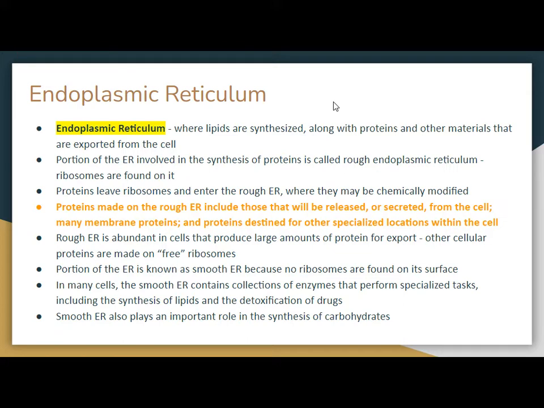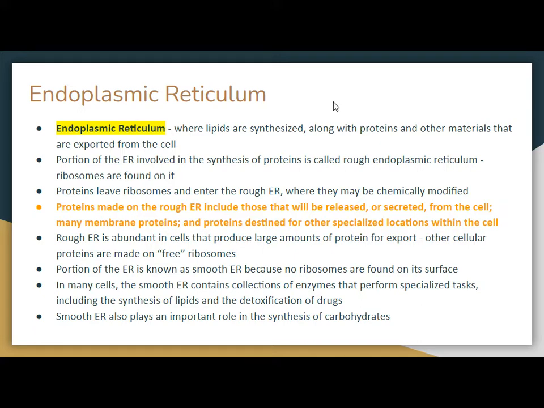So the ribosomes make the proteins and then they pretty much leave the ribosome, they enter the rough ER, and then they can be modified. So if they need to be adjusted at all, then that is when the ER is going to adjust them. And then once they are all perfected as they can be, the ER is what then sends those proteins out of the cell.